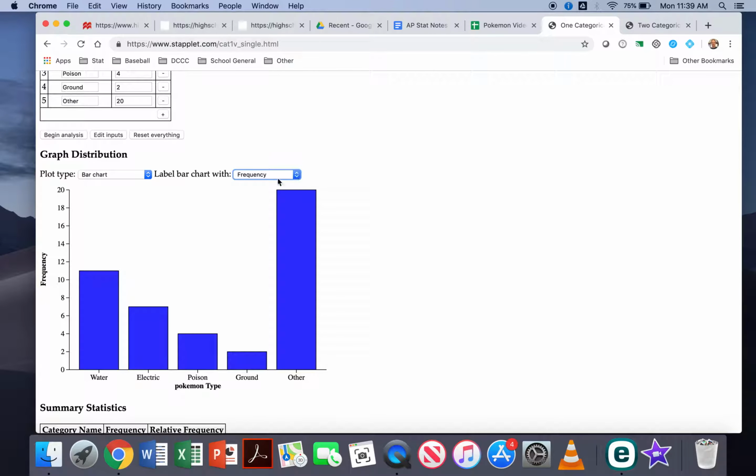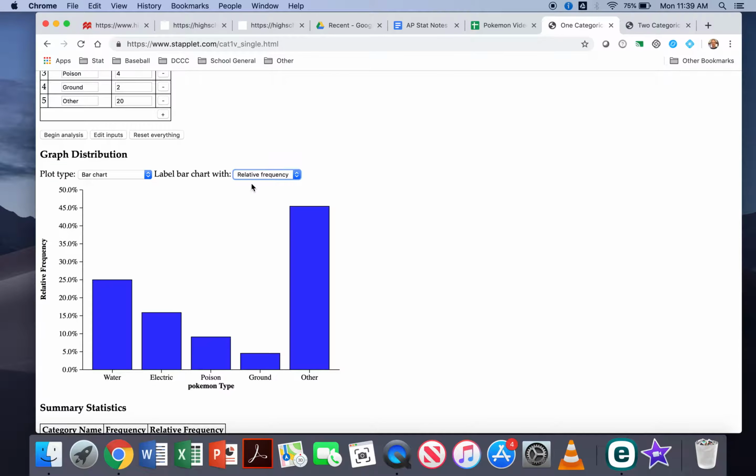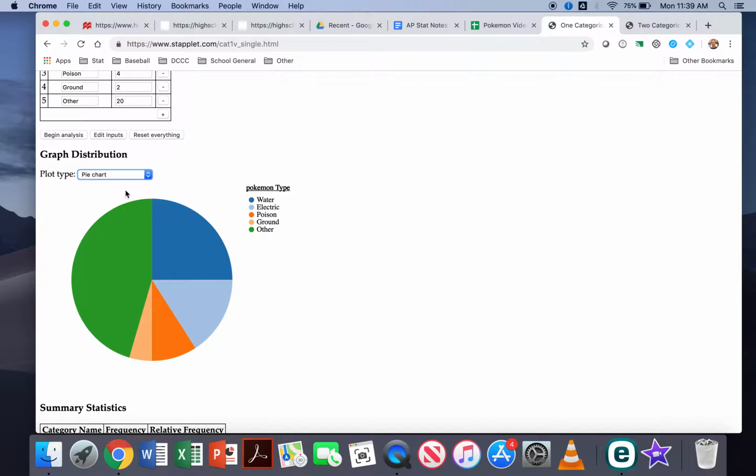Now, I can do frequencies, which is actually a count, or I could do relative frequencies, which just converts it to a percent. So if I want to create a pie chart, I click on here and it gives me a pie chart. If you have to draw one of these by hand, just make sure this is 45.5%. I would cut the circle in half and just do a little bit less and make sure that this is 45%. 25% is easy. Cut it in half, make it a quarter.